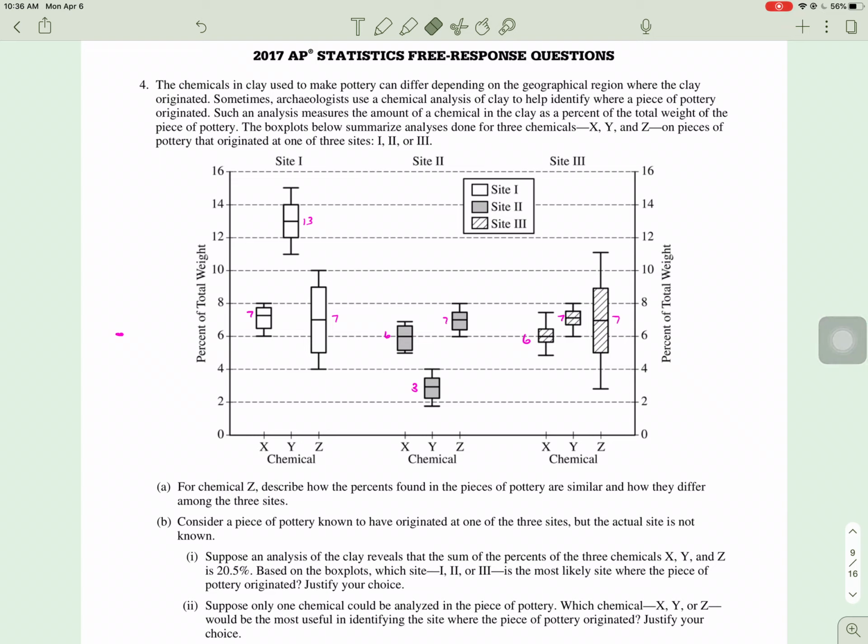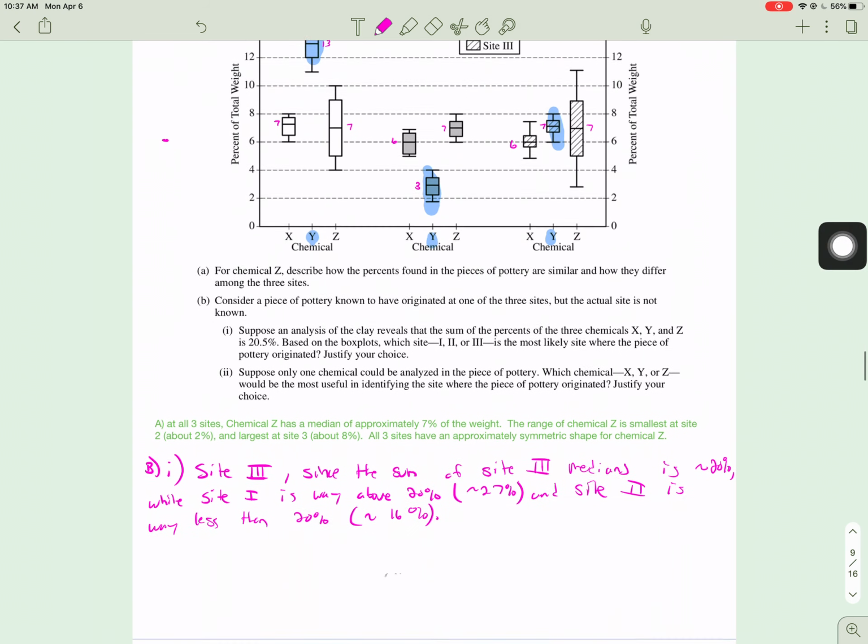And if you do the same thing with chemical Z, you could see if I draw a horizontal line, there also is overlap. So if you only look at chemical Z, it's not going to be very helpful either. So what's going to be the one that's best? It actually ends up being chemical Y. Let's take a look. Why is that? Because as you can see, these box plots do not overlap. So if you only look at chemical Y, you will know where the clay originated from, site 1, site 2, or site 3. So chemical Y is definitely the best.